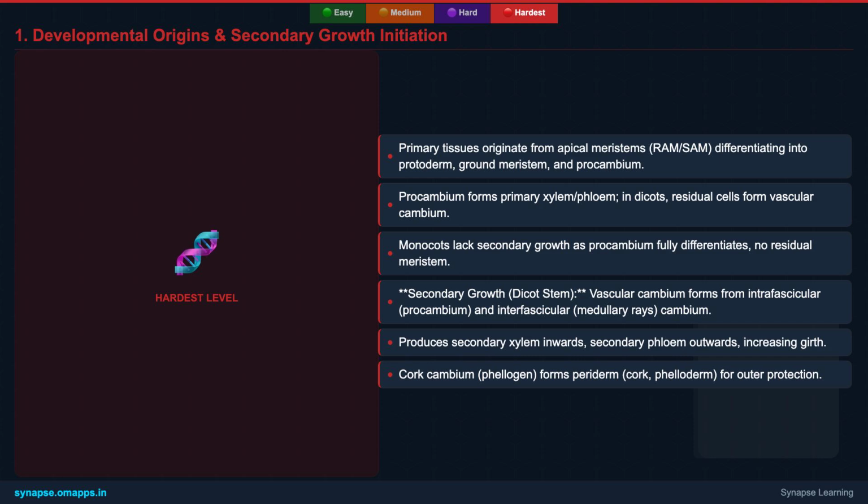This foundational understanding explains why monocots typically lack secondary growth. Their procambium fully differentiates into primary vascular tissues without leaving residual meristematic cells to form a complete cambium ring. This early developmental choice has profound implications for a plant's growth and lifespan.